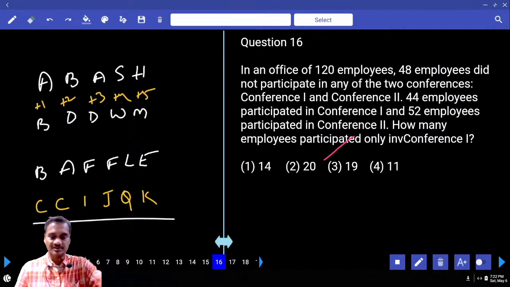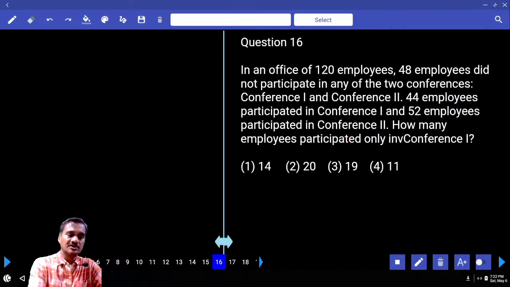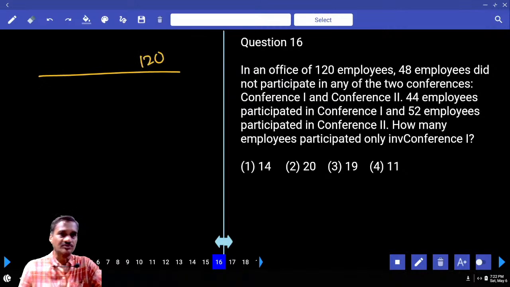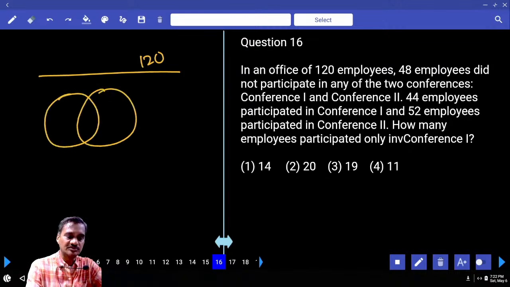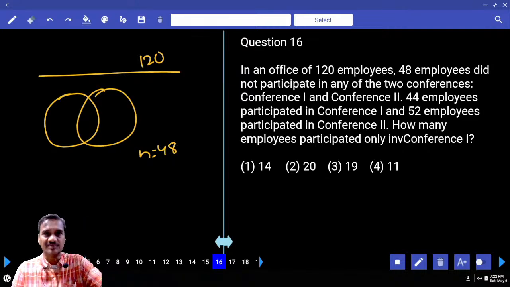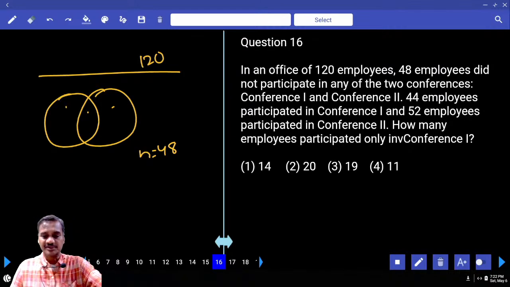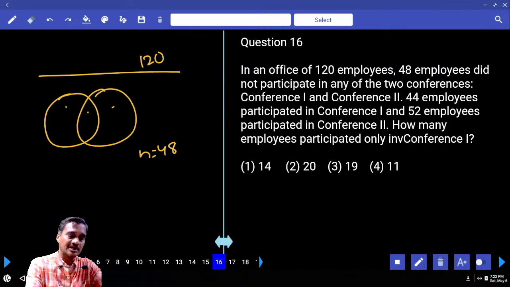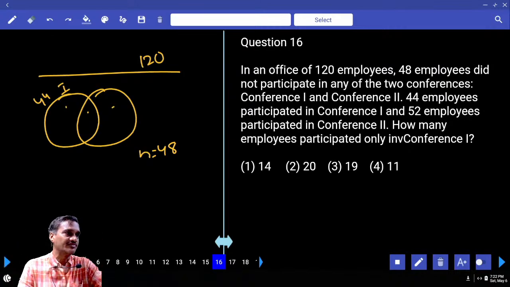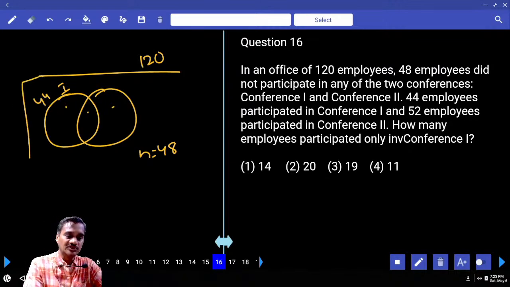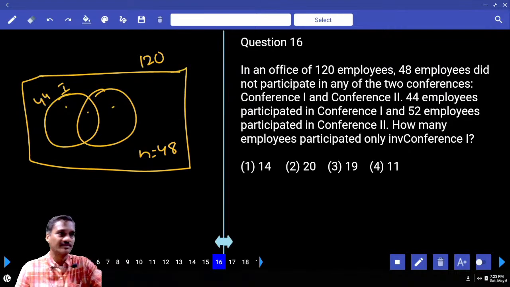Then the 16th one, in an office of 120 employees. Now the total number of employees is given, that is 120. And out of which 48 people did not participate in any one of these, hence none equals 48. That means employees who have participated is 72. The remaining three areas must equal 72. And 44 employees participated in conference 1. Total number of people who participated in 1 is 44. As the word only is not given, it is talking about the total people who have participated in 1.